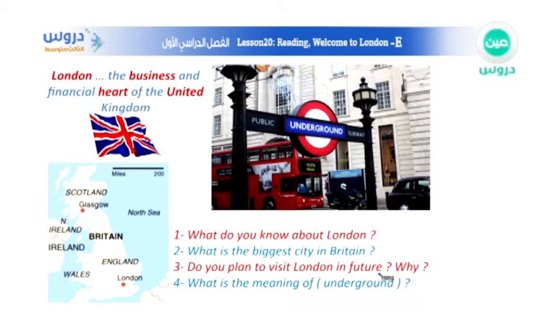Okay. Do you plan to visit London in future? And why? Let me ask you this question first. Have you ever visited London? Adham and Salam? No. Adham, what about you? Have you ever visited London? Oh, your dad did. Okay, very good. What is the meaning of underground? This word, underground.